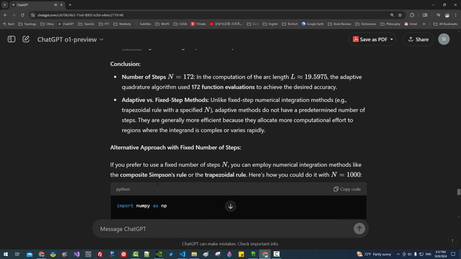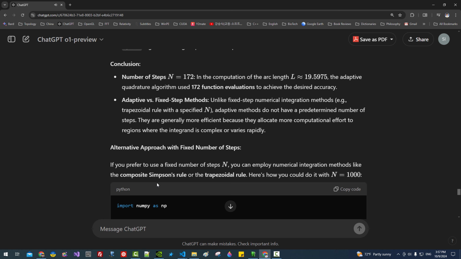Conclusion. Number of steps, n equals 172. In the computation of the arc length, L approx 19.5975, the adaptive quadrature algorithm used 172 function evaluations to achieve the desired accuracy.